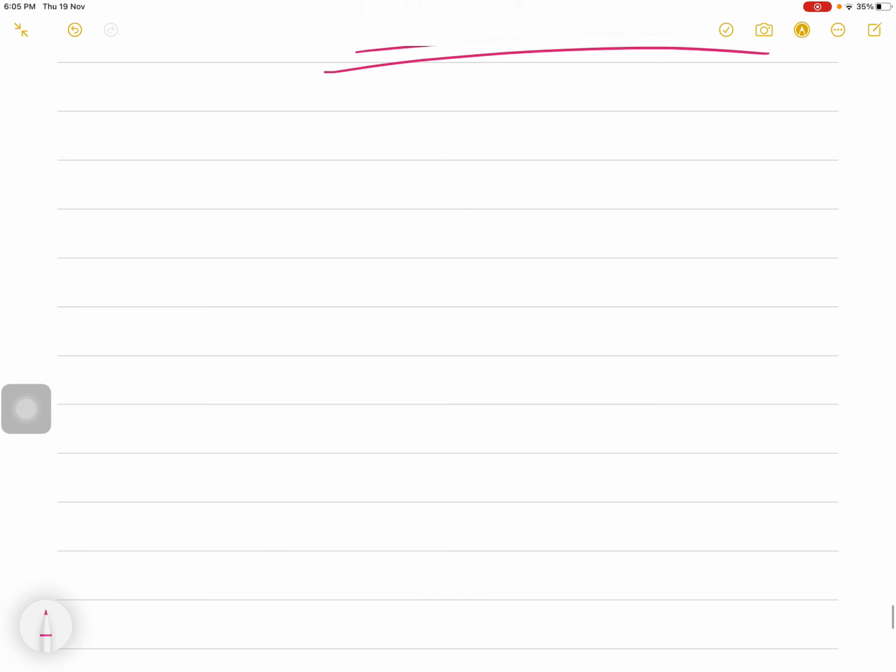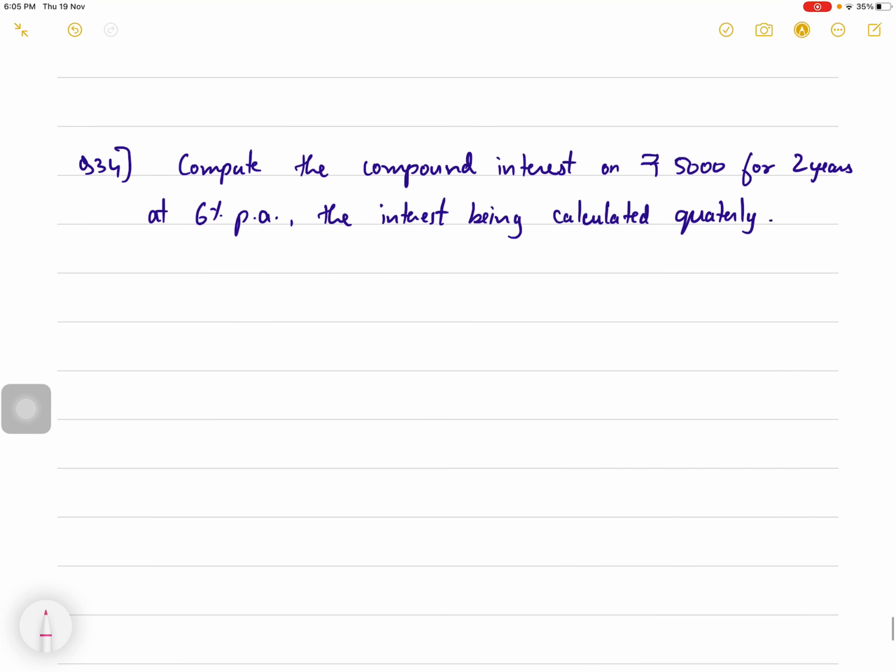Let's solve the last problem for the day. Compute the compound interest on rupees 5,000 for 2 years at 6% per annum. The interest being calculated quarterly. Okay. Compute the compound interest on 5,000. That means P is 5,000. Period is 2 years. That means N is 2. Rate of interest is 6%. So R is 0.06. Compounded quarterly, that means D is equal to 4.